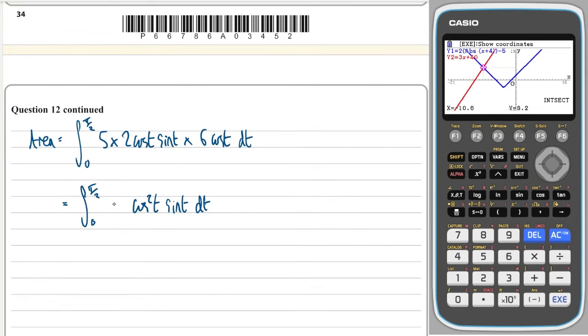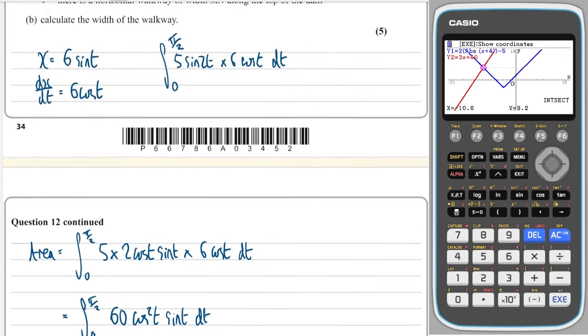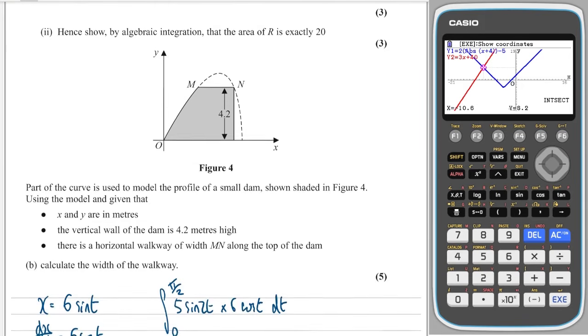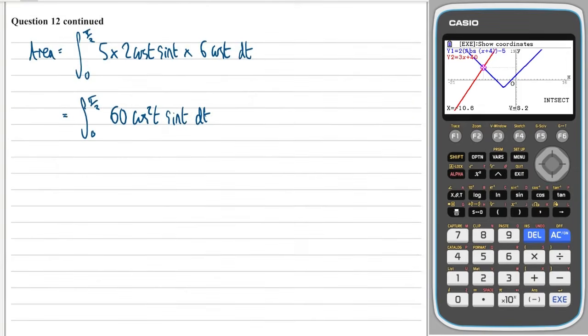60, oh sorry, that's 60, yeah. 2, 5 and 6, obviously 60. Cos squared sine t, yeah, same thing. Bosh. So use algebraic integration to find that the area is exactly 20.